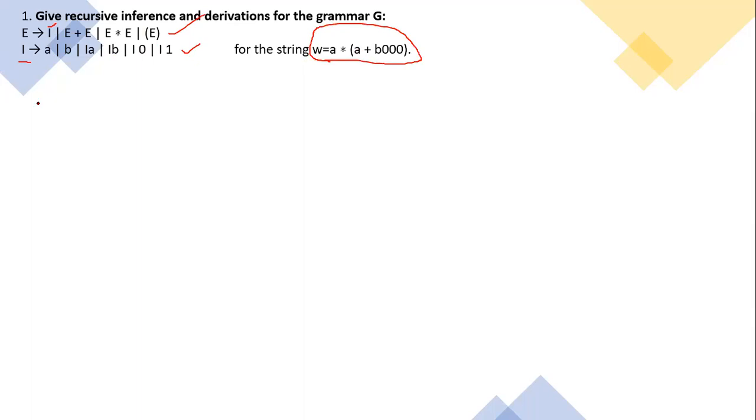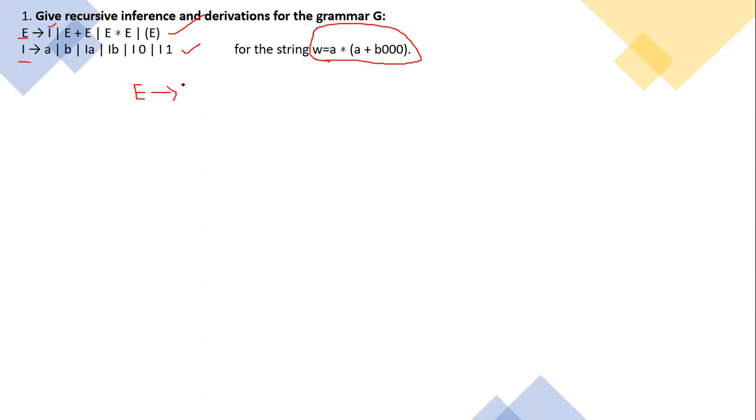First, which one do we need to start with? Students, I'm going to derive the string. For that, I need to take the first production. This is the start symbol, which is nothing but E. I have to start with E. If you want to derive anything, you have to start with the start symbol.